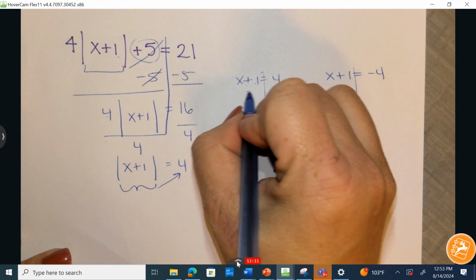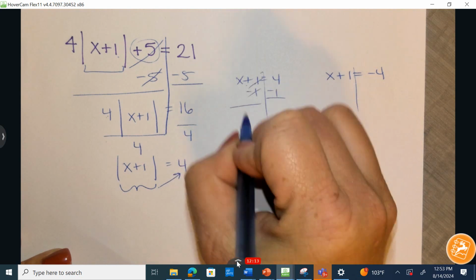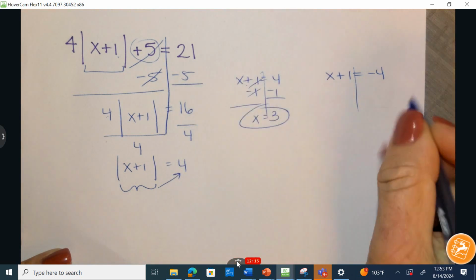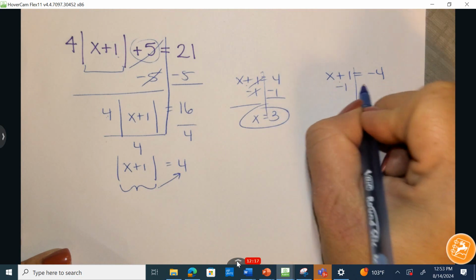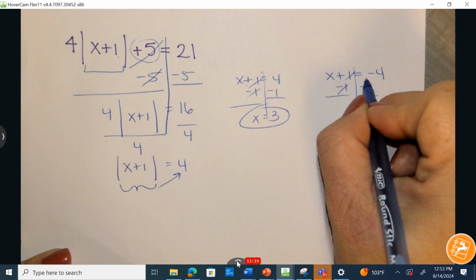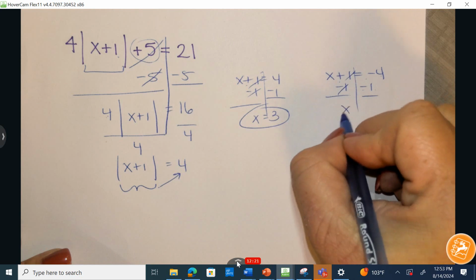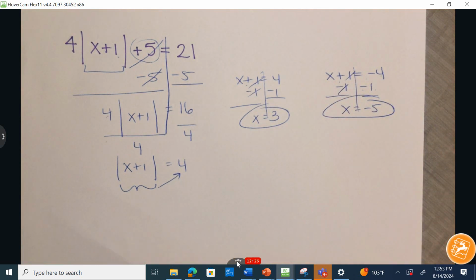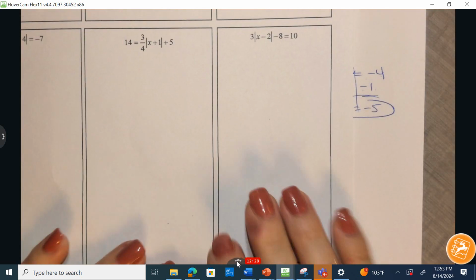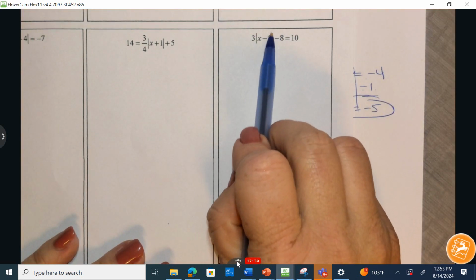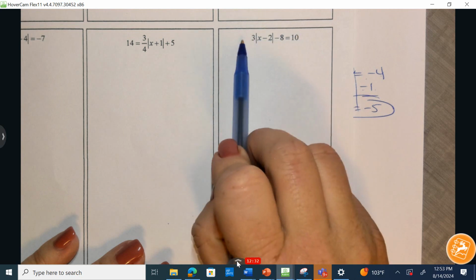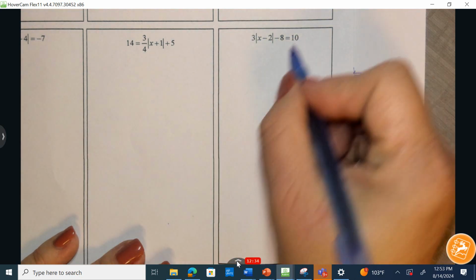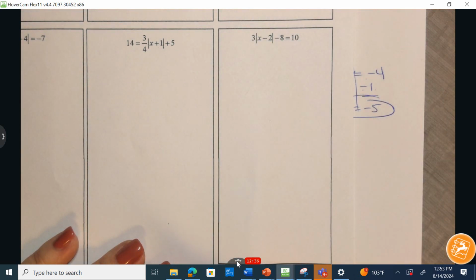Opposite of adding 1 is subtracting 1. Again, you must take your notes. One answer is 3. Opposite of adding 1 is subtracting 1. And negative 4 and negative 1 combine to give you negative 5. 2 answers. This is your final problem. Again, our goal is to first get this by itself by adding 8 and dividing by 3. Show all of your work. You should get answers of x equals 8 and x equals negative 4.